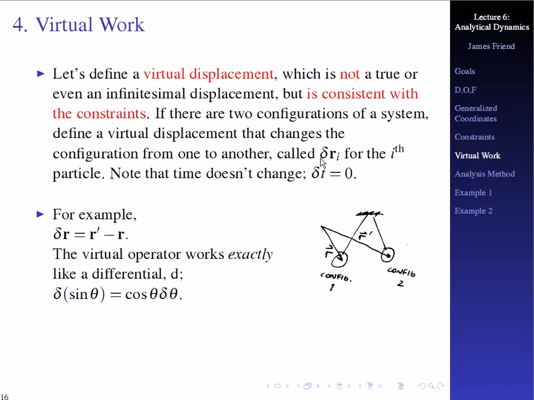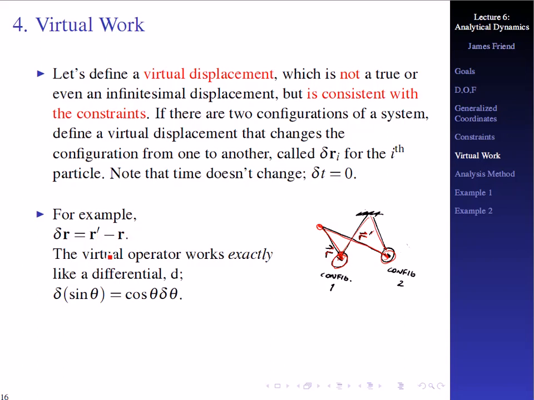So if we look, for example, we have configuration one. Here's our configuration one for our bob, for our pendulum, and this is configuration two for our pendulum. I'm just saying we're going to look at where the bob is at. For configuration one here, that's R. Configuration two, well, that's R prime. Delta R here, then, is R prime minus R.